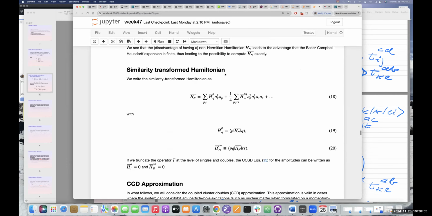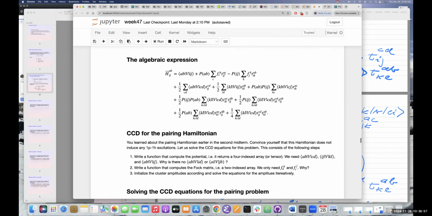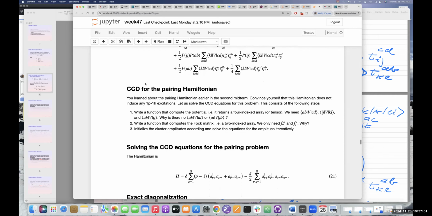So if we scroll down here, these are actually the equations which we implement when we are going to solve the pairing problem. What we need to do is to have a function that computes the potential. It returns this 4-indexed array, these elements here. So we need all these different elements. We don't need elements of this type or that type, because they are not included in the amplitudes.